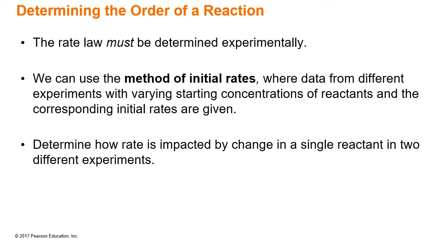The order of a reaction can be determined, but it has to be done experimentally. In the experiments that we set up, we're going to change the amounts of the starting concentrations of our reactants and see the effect that it has on the rate of the overall reaction. This will allow us to determine how the rate is impacted by the change in just one of the reactants. We have to compare two different experiments in order to determine the change.